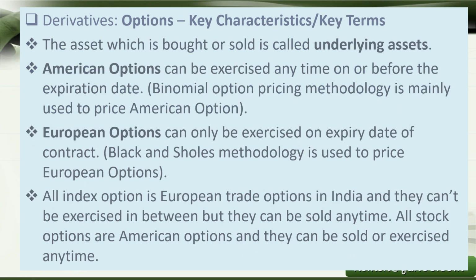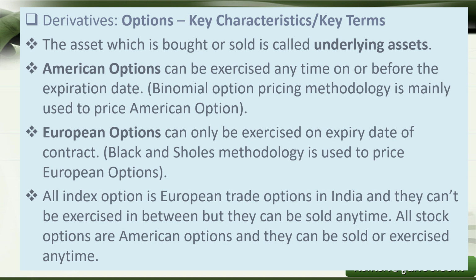So some more key terms. The asset which is bought or sold is called underlying assets, that we have already seen. It can be a stock, bonds, or a commodity, currency, or intangible assets like LIBOR rate, consumer price index, etc.